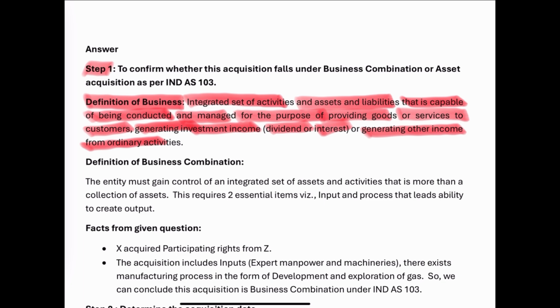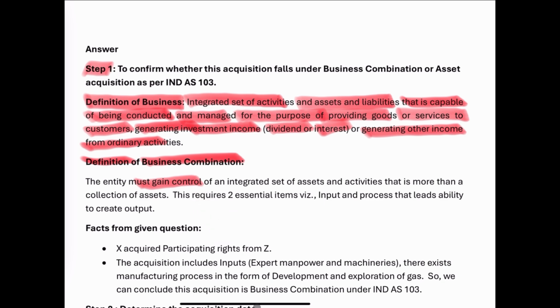Okay, so this is how business has been defined. And now let's go through what is the definition of business combination. Here the entity must gain control. This is important. The entity must gain control.